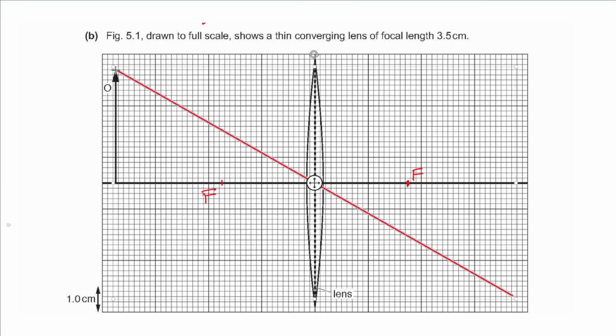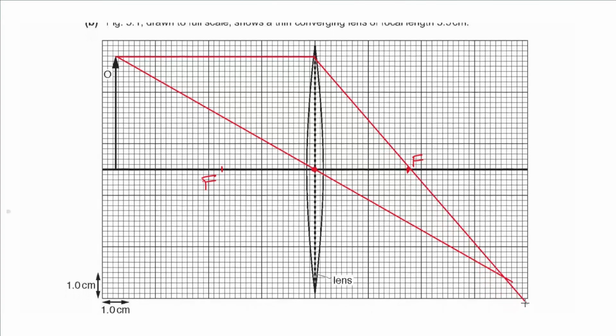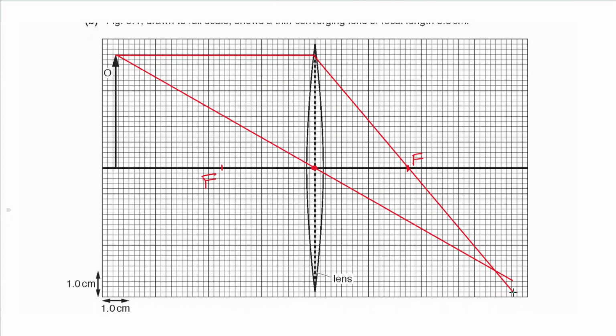The other ray is parallel to the principal axis, so here it will be horizontal until it reaches the lens, or the center of the lens. And from this point we draw a line that goes through the focal point on the other side of the lens, and we extend that line until it intersects with the other line.